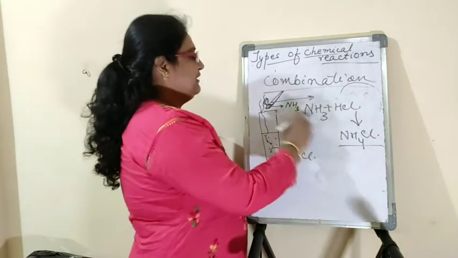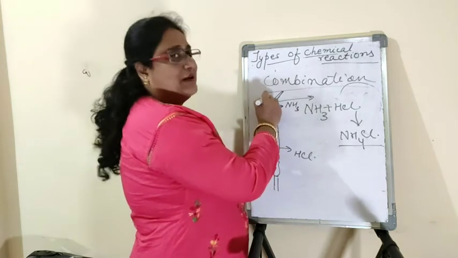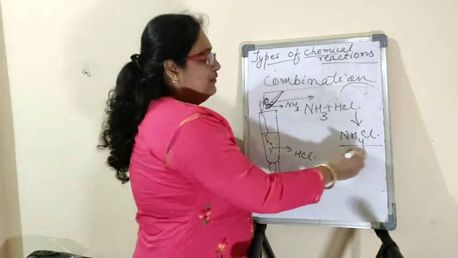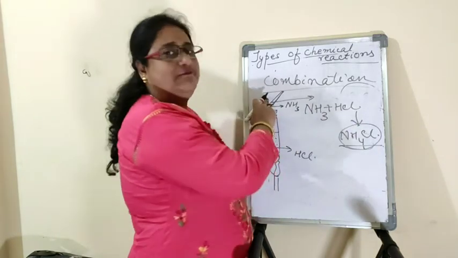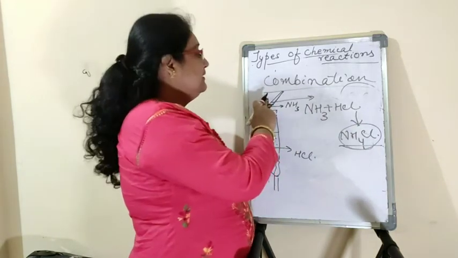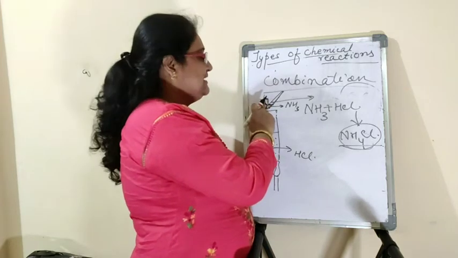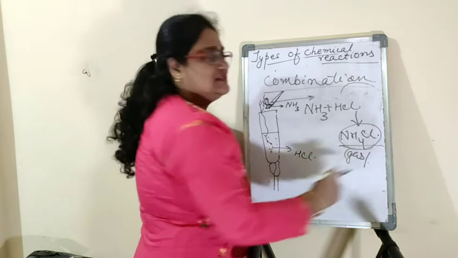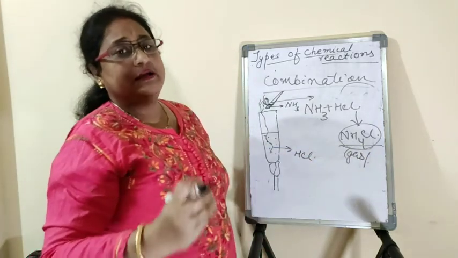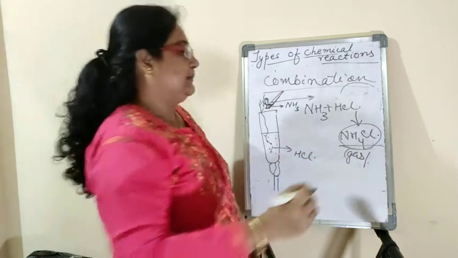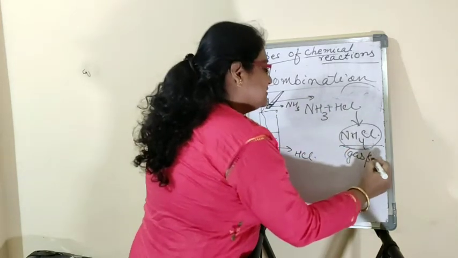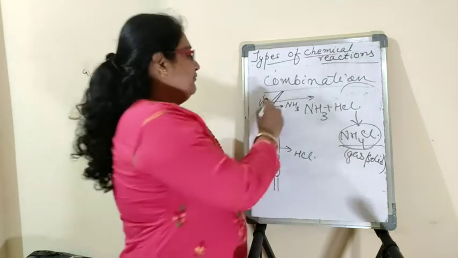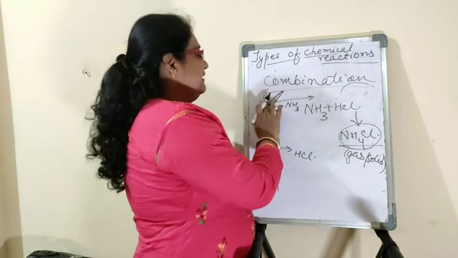Ammonium chloride will form. These gases will combine with each other to form ammonium chloride gas. Firstly, it will form in the gaseous state. Then it cools down and forms a solid by the process of condensation. Then it will transform into solid. Clear? So, what will you find in the experiment?